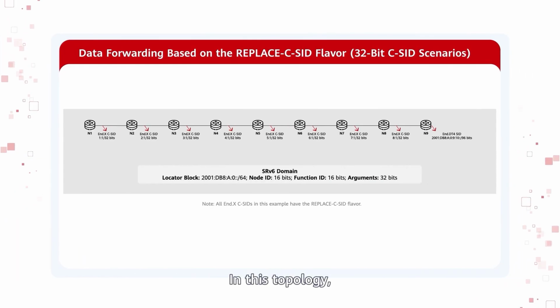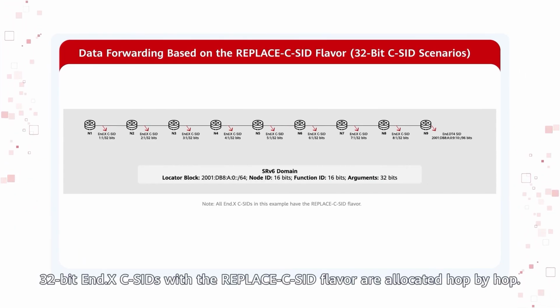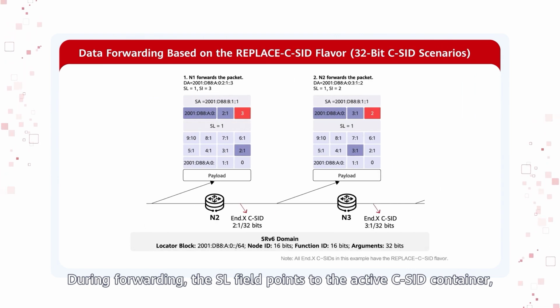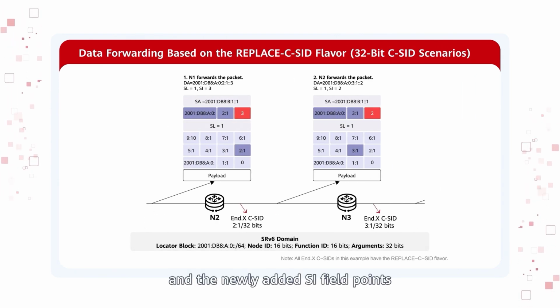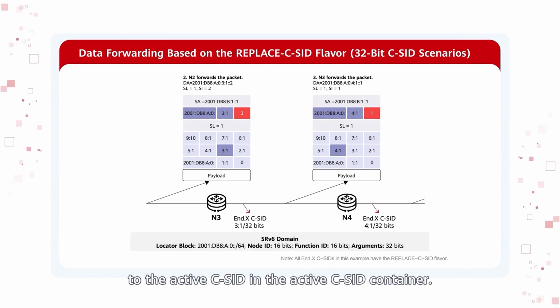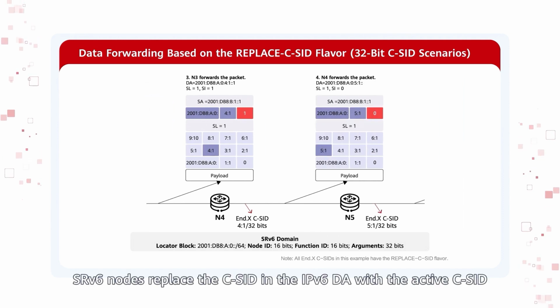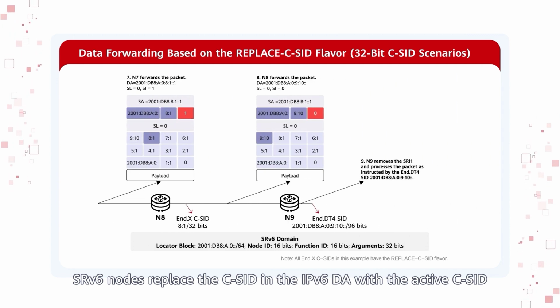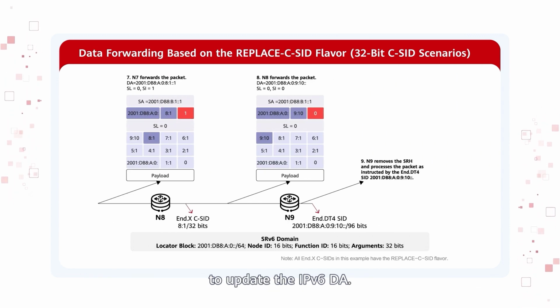In this topology, 32-bit end X C-SIDs with the replace C-SID flavor are allocated hop by hop. During forwarding, the SL field points to the active C-SID container, and the newly added SI field points to the active C-SID in the active C-SID container. SRv6 nodes replace the C-SID in the IPv6 DA with the active C-SID to update the IPv6 DA.